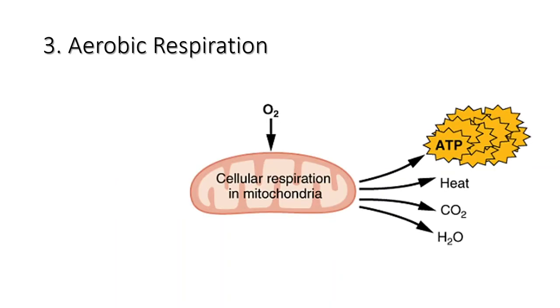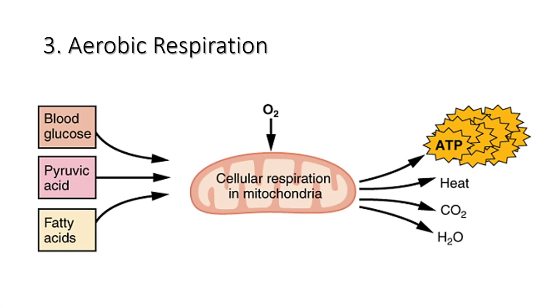Aerobic respiration is the breakdown of glucose or other nutrients in the presence of oxygen to produce carbon dioxide, water, and ATP. Approximately 95% of ATP required for resting or moderately active muscles is provided by aerobic respiration, which takes place in mitochondria. The inputs for aerobic respiration include glucose circulating in the bloodstream, pyruvic acid, and fatty acids.